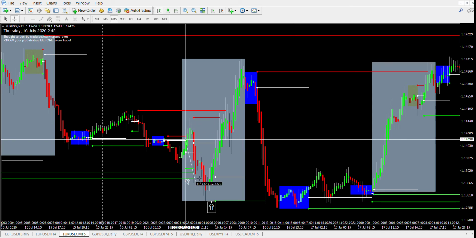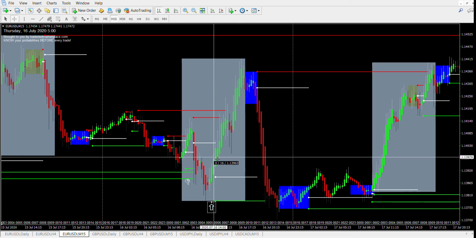Let's see, what is this? You probably would have lost 20. So you probably would have lost 30 pips, right? Depending on how you stacked your positions. You probably would have lost 30 pips. So say you got in right here, right?